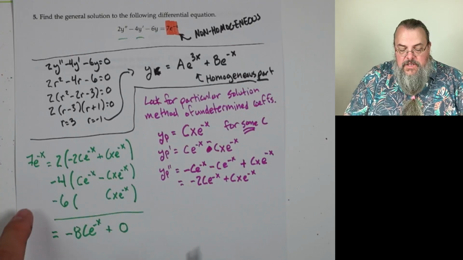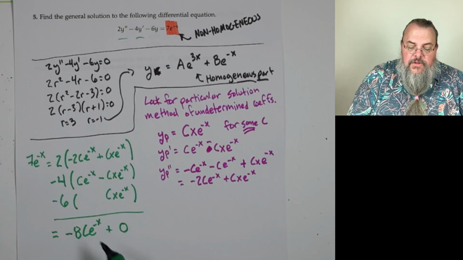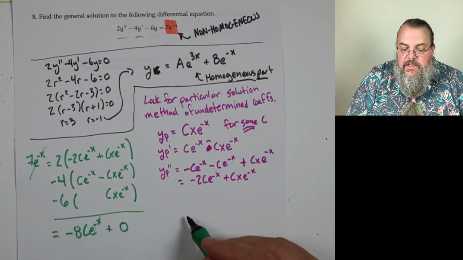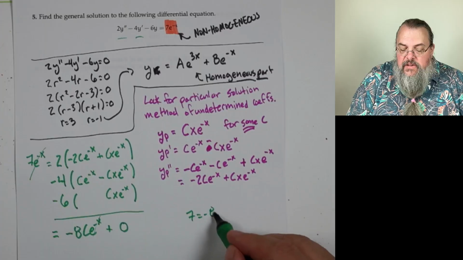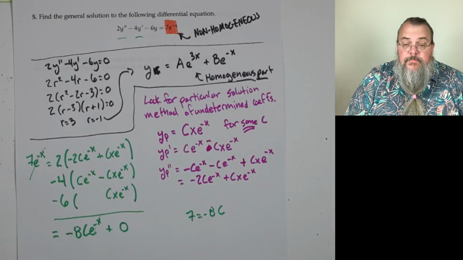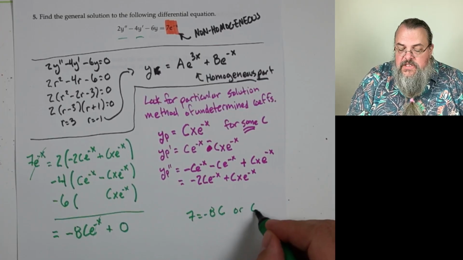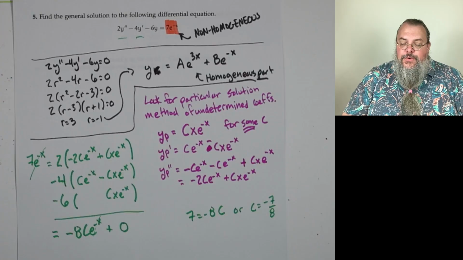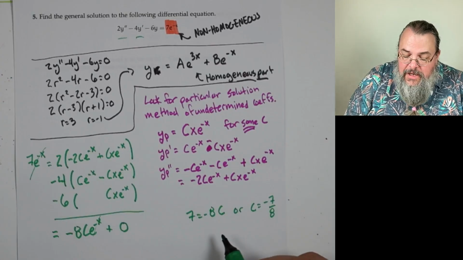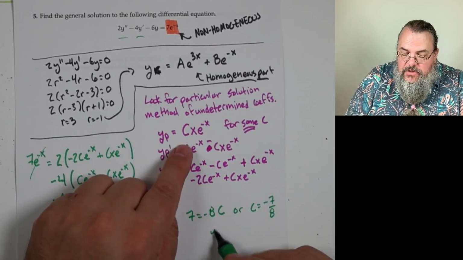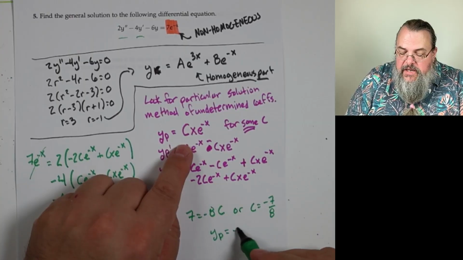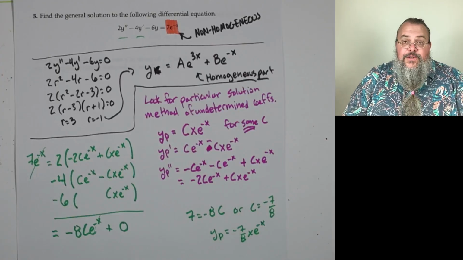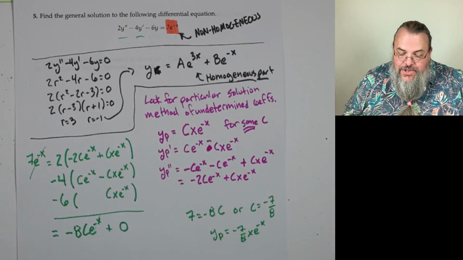And, well, you now compare, and you say, well, you can cancel the e to the minus x's. And what do we get? 7 equals minus 8c, or c is negative 7/8. So we're almost done. We now have that our particular solution, yp, is minus 7/8 x e to the minus x.